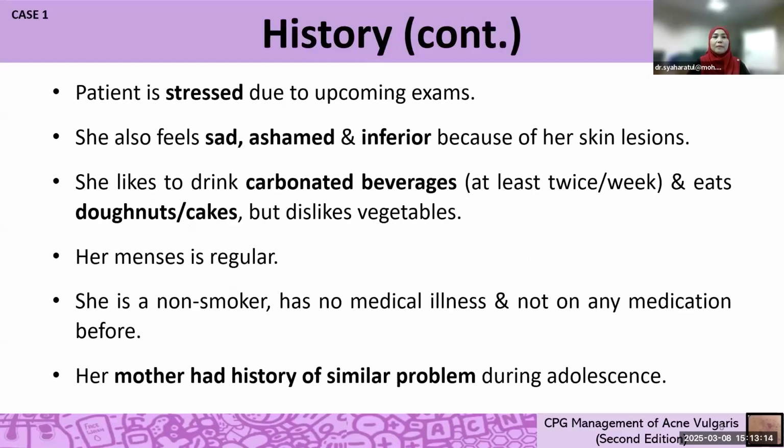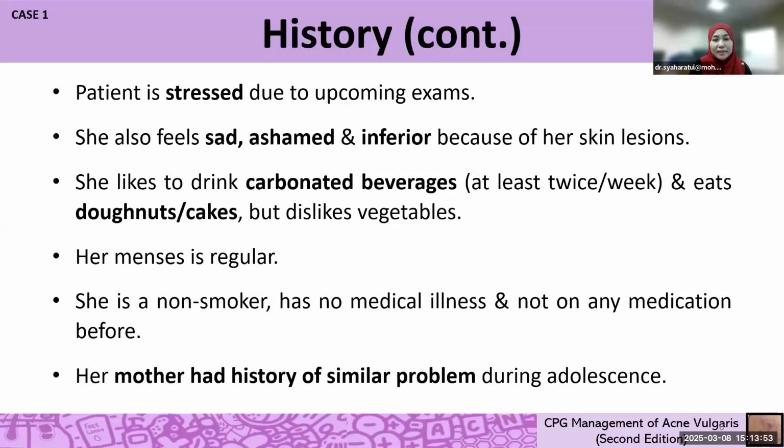Right, so this is what is happening with the patient. She is very stressed because there's an exam coming up. She also feels sad, ashamed and inferior because of the skin lesions. As we all know, at 16, in the era of social media, everybody wants to take selfies and put their photos on Instagram, so they can feel inferior because of the skin lesions. As a teenager, she likes to drink carbonated beverages at least twice a week. She also indulges in fattening food like donuts and cakes, but dislikes vegetables. Sounds like our kids, right?